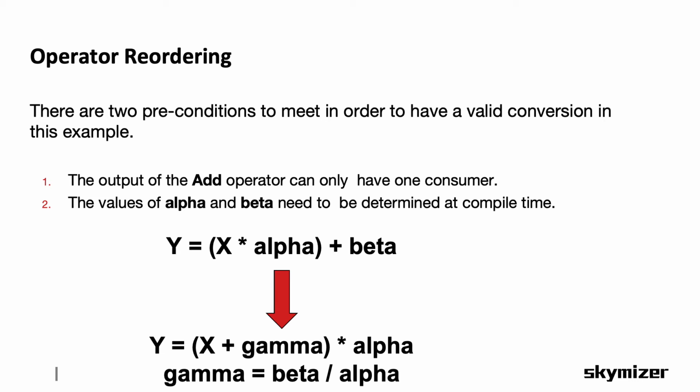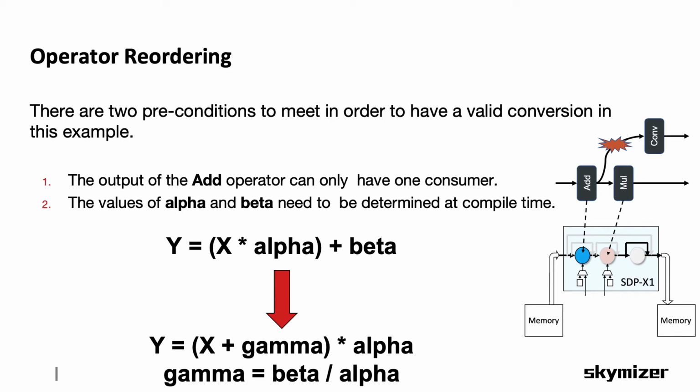There are two preconditions to meet in order to have a valid conversion in this case. First, the output tensor of the add operator can only have one consumer. Second, the values of alpha and beta need to be determined at compile time. The first requirement is due to the fact that the add output is sent to the multiplier directly, and there's no data path to save the add output to memory in the SDP design. So, if add has another consumer, we have no way to save the add output for another consumer with this optimization.